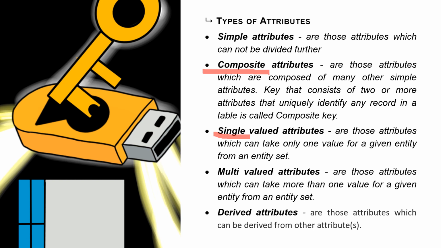Next is multi-valued attributes. If we say multi-valued attributes, those are the attributes which can take more than one value for a given entity from entity sets. So for example, we have cell phone numbers and email address. Another example is an employee which consists of different skills.